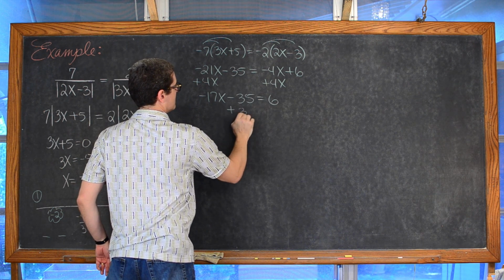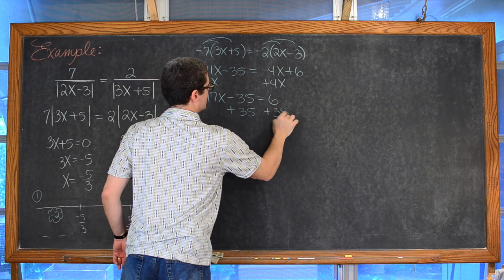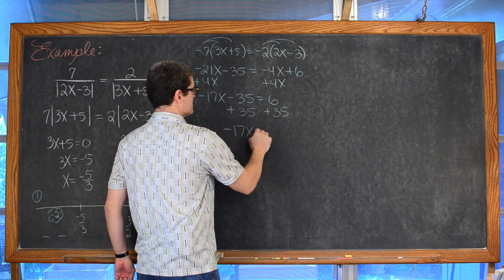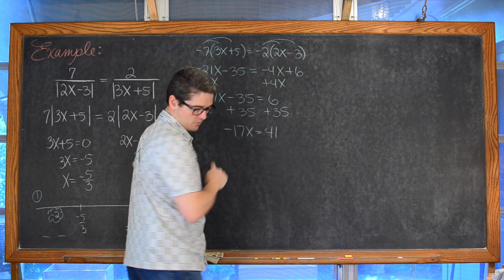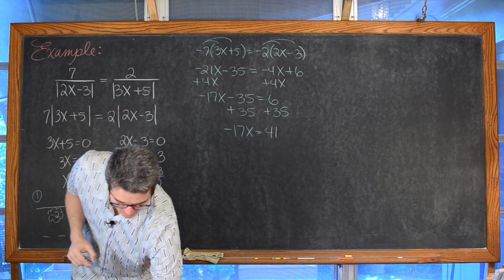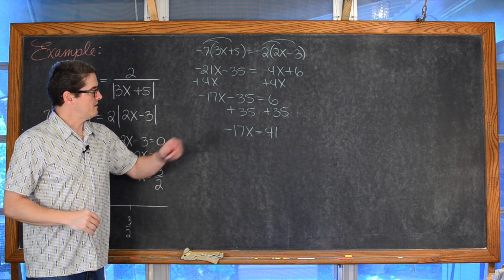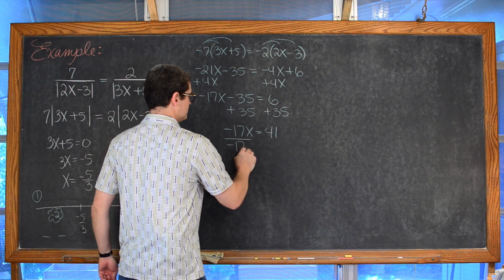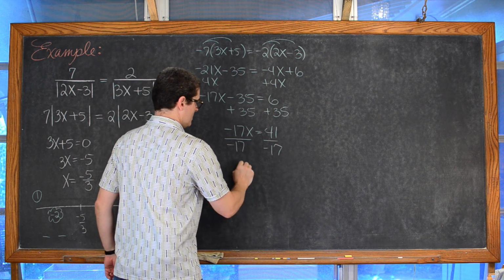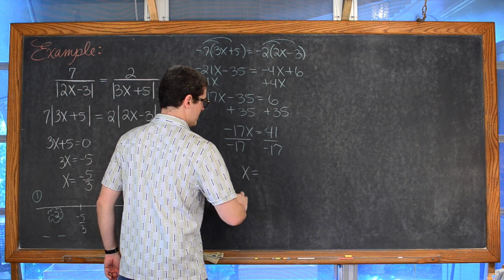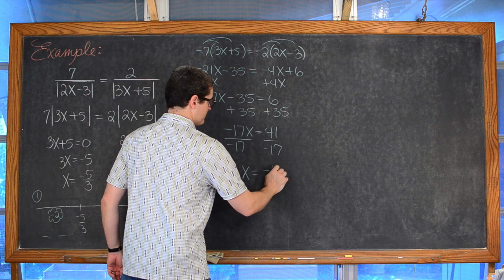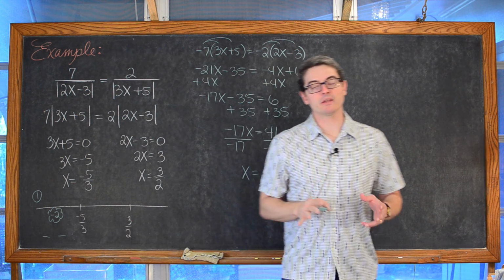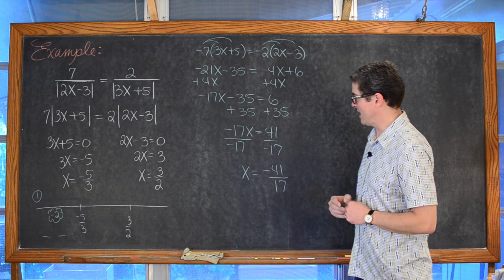Add 35 to both sides, and we get -17x is equal to 41. Let me just make sure that I'm heading in the right direction here. Yes. Okay, now we're going to divide both sides by -17 and get our first solution, which is x is equal to -41/17. Well, actually, I just misspoke a little bit. I don't really know if that's my solution yet.